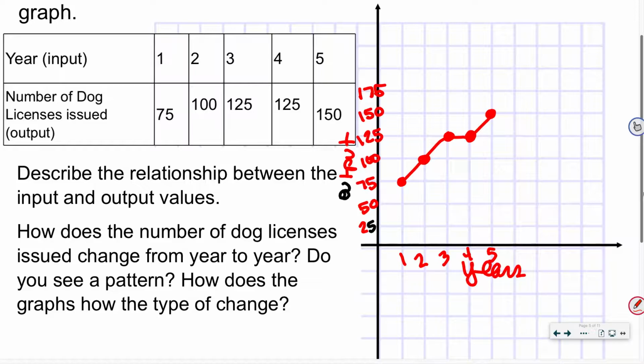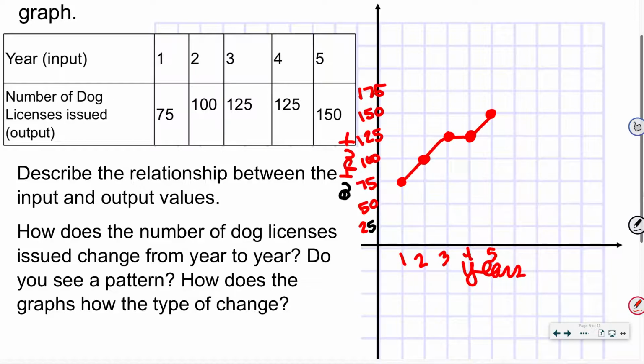So what's the relationship between these input and output values? How is this changing from one year to the next? That's actually good. We're going to get to that in just a second. What's happening every year that passes? What is happening every year that passes for these dog licenses?